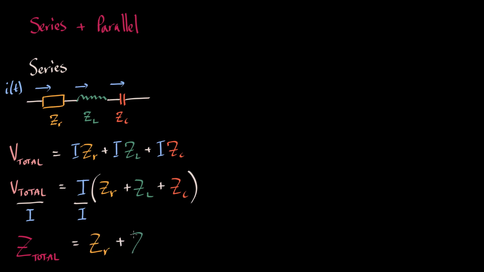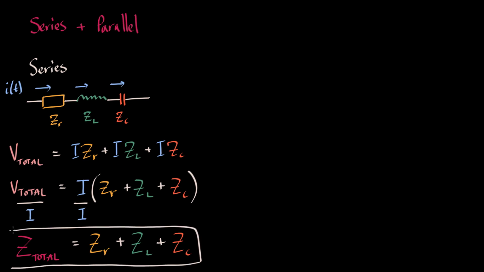Therefore, the total impedance of a set of circuit components placed in series is simply the sum of their respective impedances. In the case of a resistor, inductor, and capacitor in series, the total impedance is therefore ZR plus ZL plus ZC.